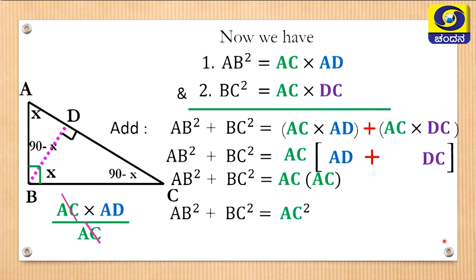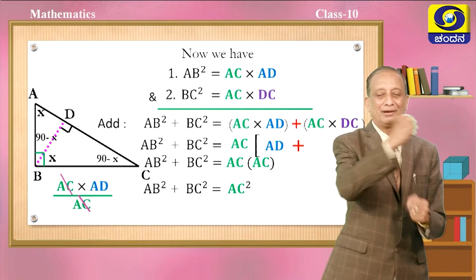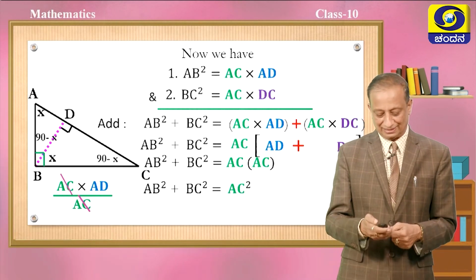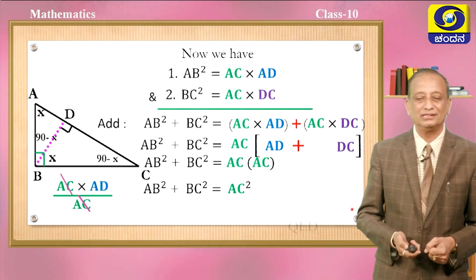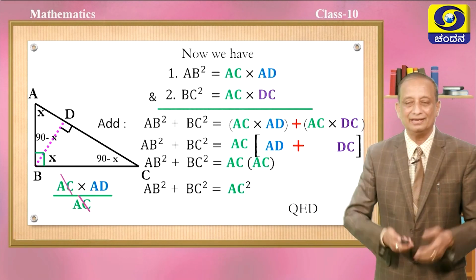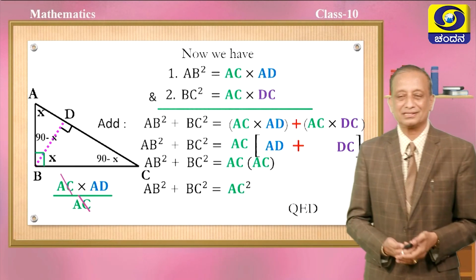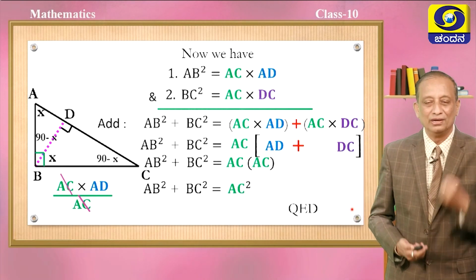So, AB square plus BC square is exactly equal to AC square. This is what we wanted to show. This is our Pythagoras theorem. So, we can say hence proved, children. Okay, QED means quod erat demonstrandum. That which is to be proved is proved.